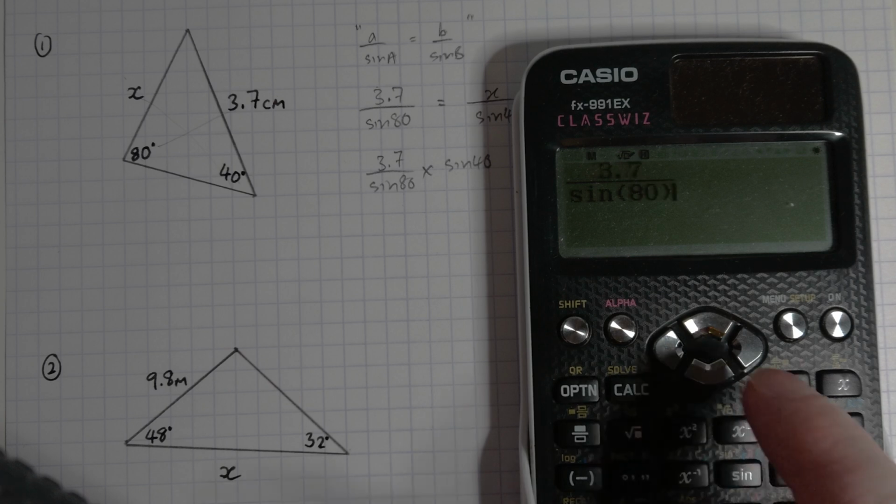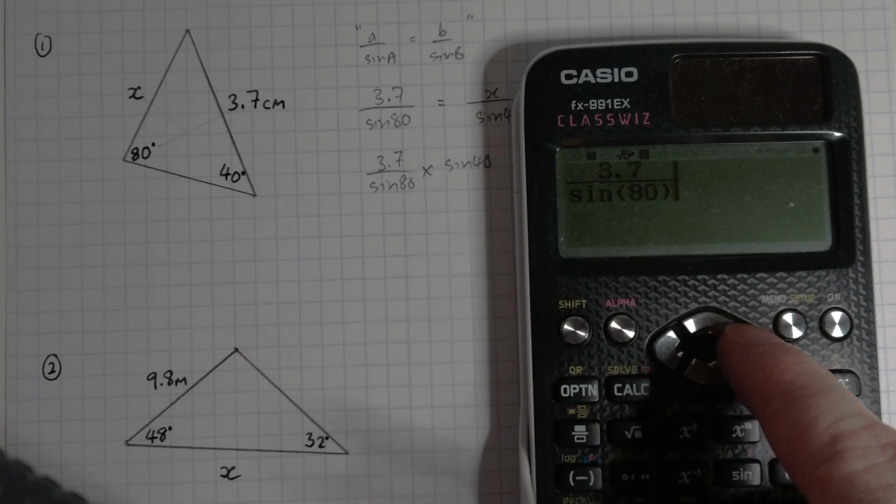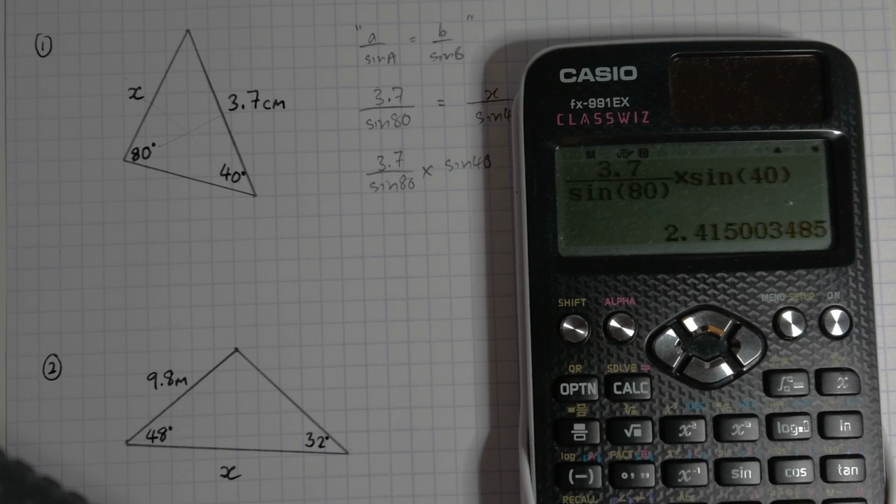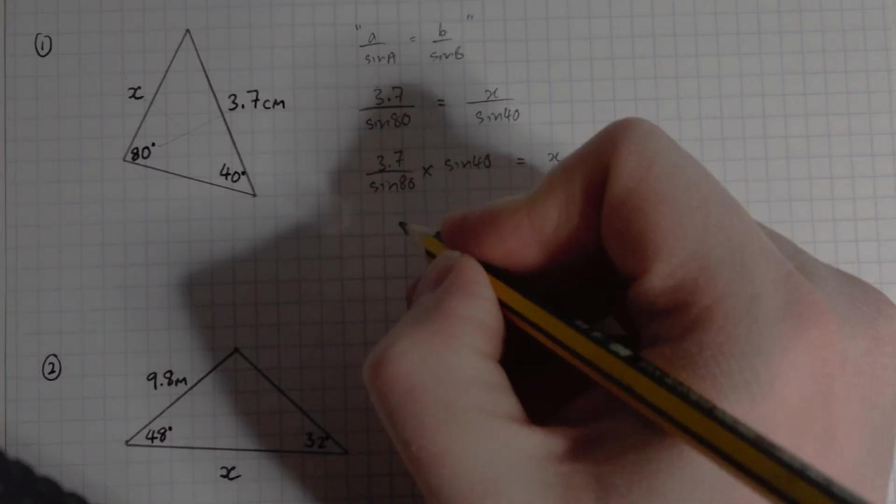You need to close the brackets, otherwise it gets confused. So press right to get out of the denominator. Then it's a times sign, then sine 40. And this time I don't think it matters if you don't close the brackets, but I'm going to. And that equals 2.415 blah blah blah.